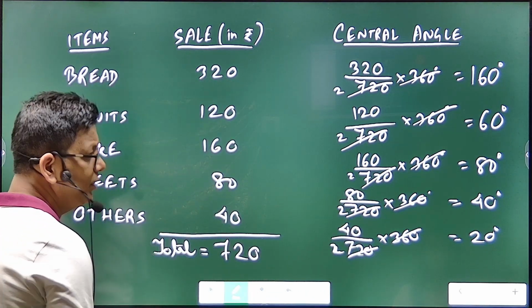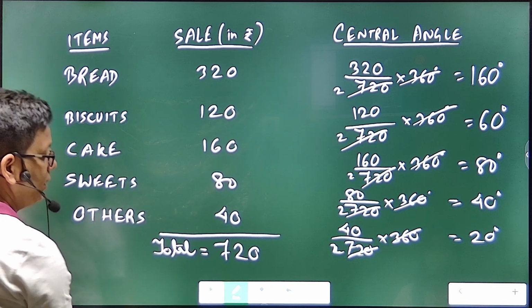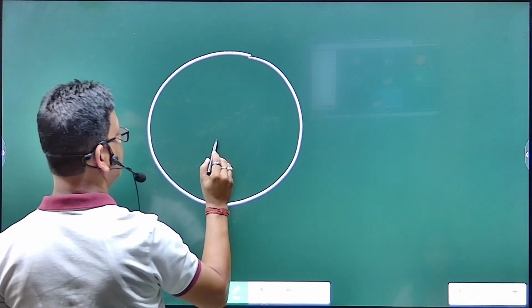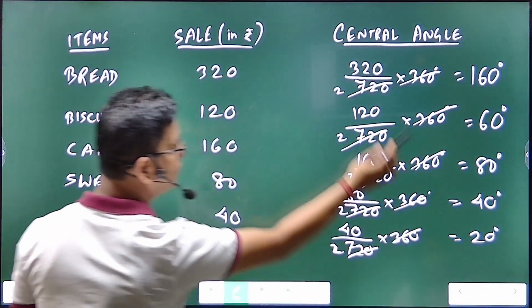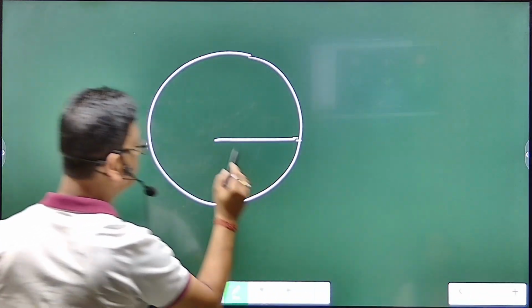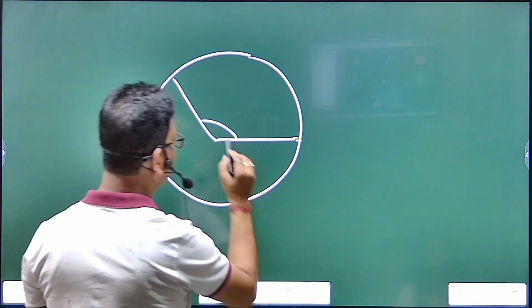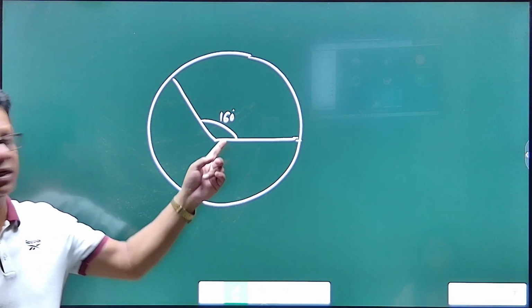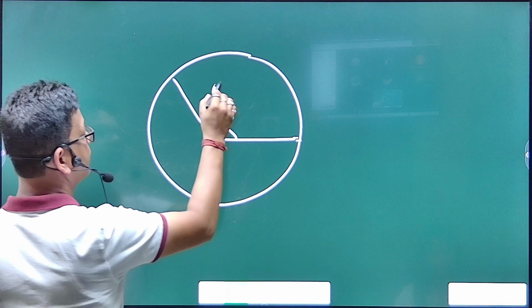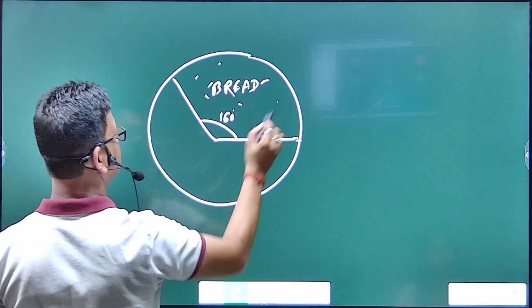Plotting basically doesn't come in exams, but anyway, if I now try to draw it, the table is ready, so you just go to a circle. The first angle is how much? 160, you have to construct an angle of 160 here, using a protractor. As I told you, it's not that important for us. So, 160 is the angle for which item? Bread, yes or no? You can put different patterns or different colors.